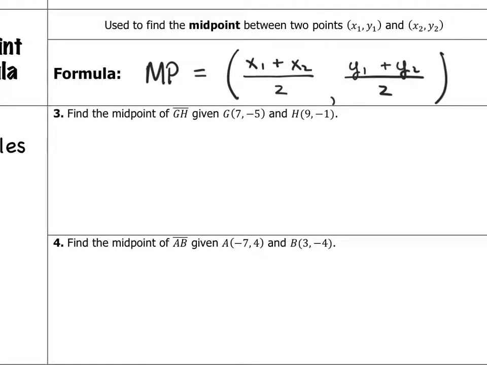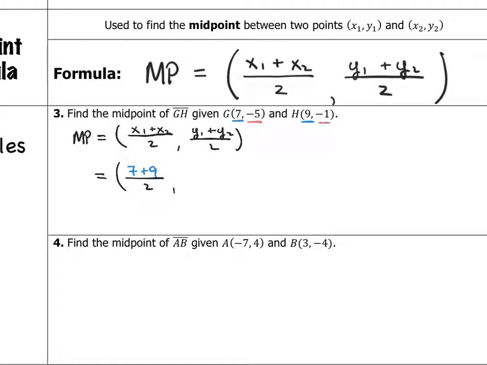You are supposed to find the midpoint of line segment GH, given that G has coordinates 7, -5, and H has coordinates 9, -1. So, again, write out your formula. Midpoint is x1 plus x2 over 2, and y1 plus y2 over 2. My x coordinates are 7 and 9, so I'm going to average those, 7 plus 9 divided by 2. And my y coordinates are -5 and -1, so -5 plus -1 all over 2.